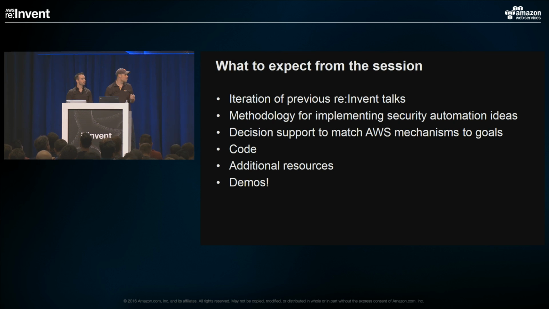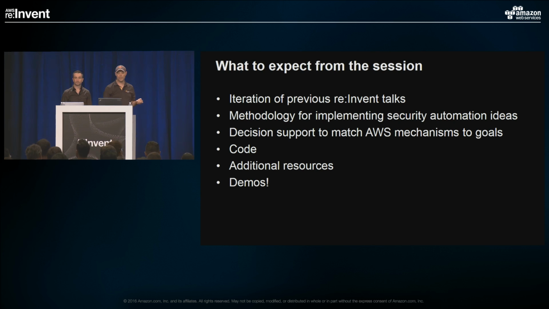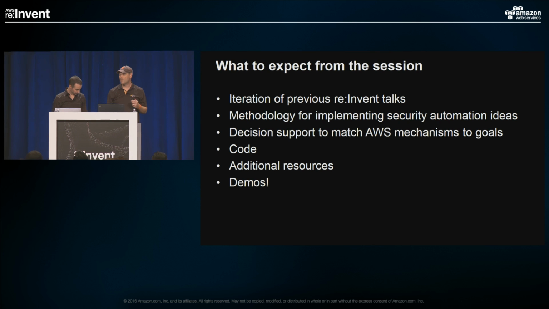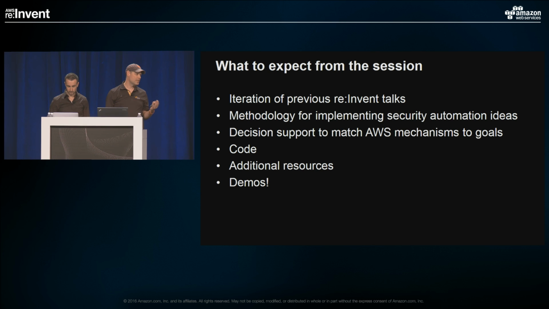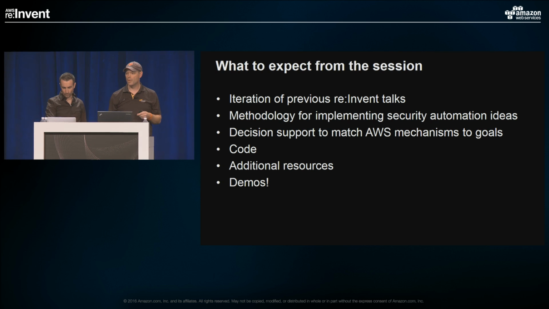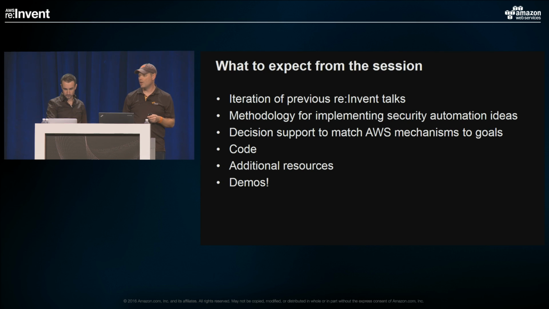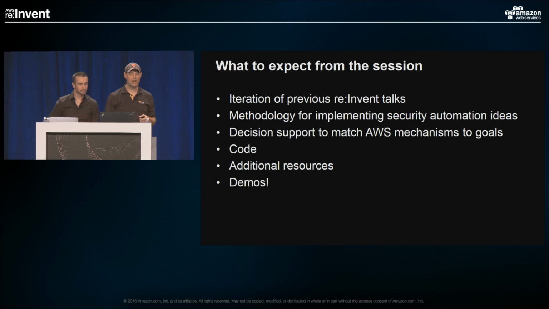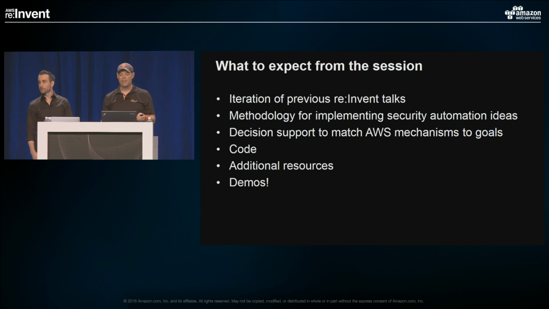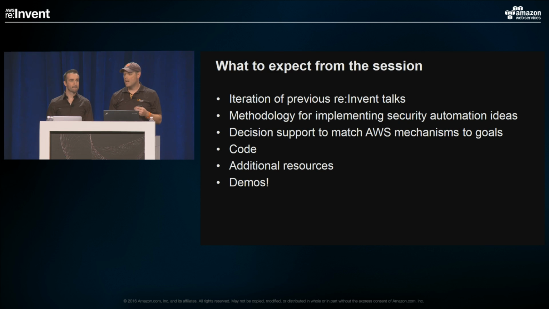So today's talk is the latest iteration in a string of talks that we have presented to help customers understand how to monitor and defend their AWS environment. We're focusing heavily today on security automation, and we'd like to present a methodology that will help you take your own ideas from the drawing board to actual reality. Now, when it comes to building security automation, there are many AWS services and features to choose from, so Brian and I are going to help you decide which ones to use to achieve your security objectives.